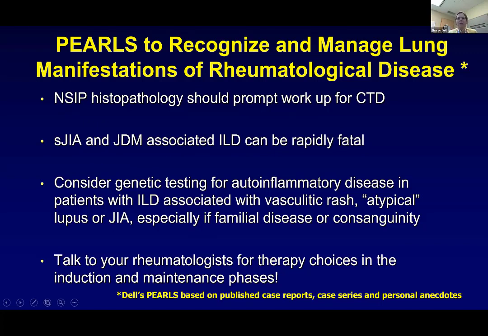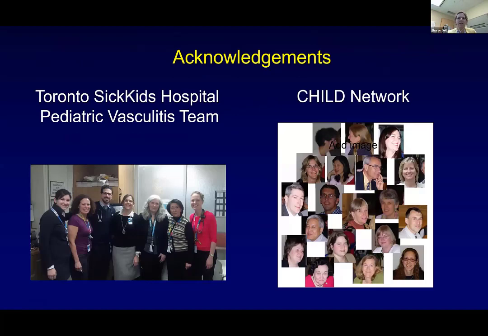And finally, always talk to your rheumatologist for therapy choices in the induction and maintenance phases. They are going to direct the therapy for most of these cases. They are going to tell you what works and does not work. But for most of you, when you're dealing with isolated pulmonary capillaritis, they're going to leave that to you, just like they leave the isolated CNS vasculitis to the neurologist. But you can still consult the rheumatologist for suggestions on therapy and how to monitor side effects of the therapy and how to best deliver it.